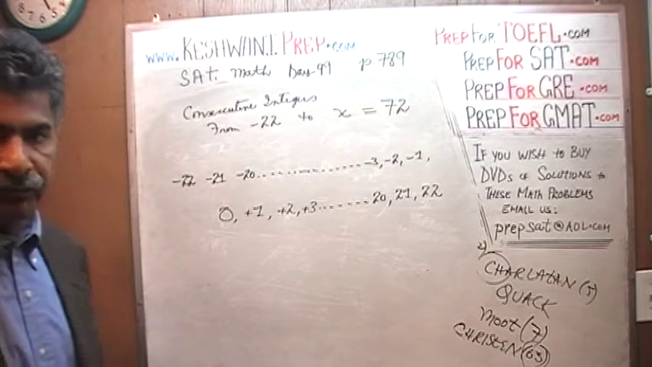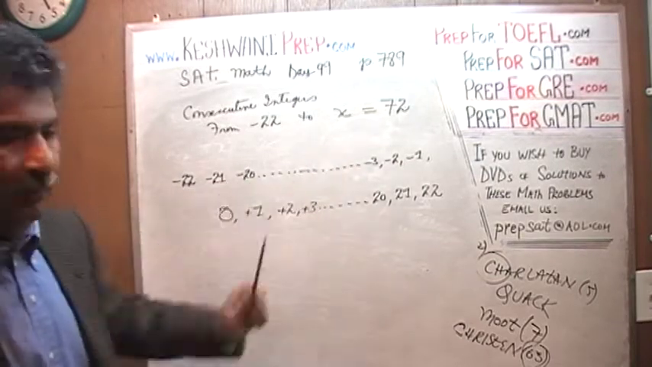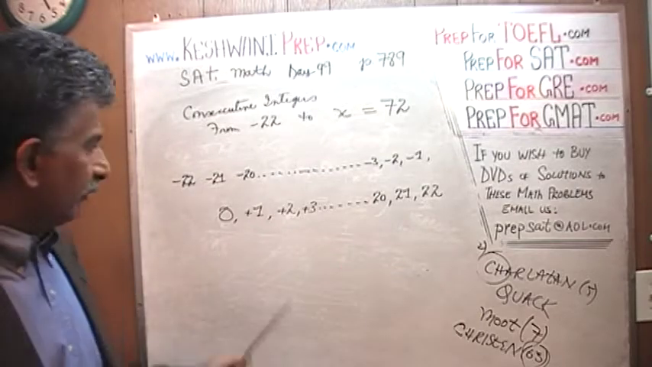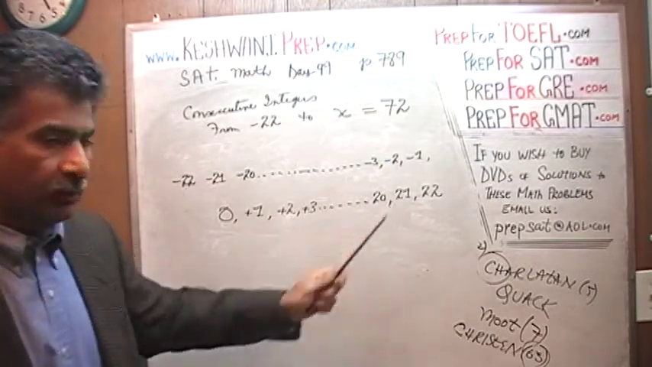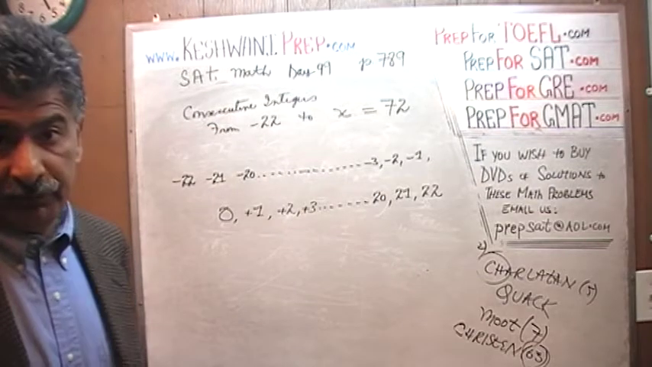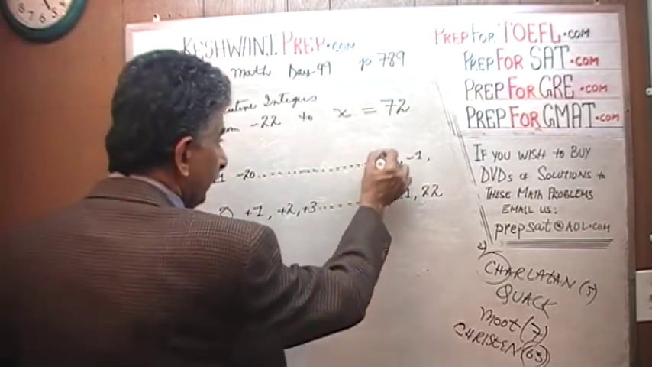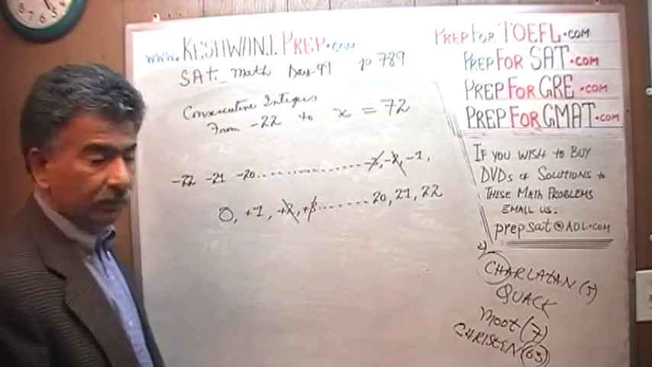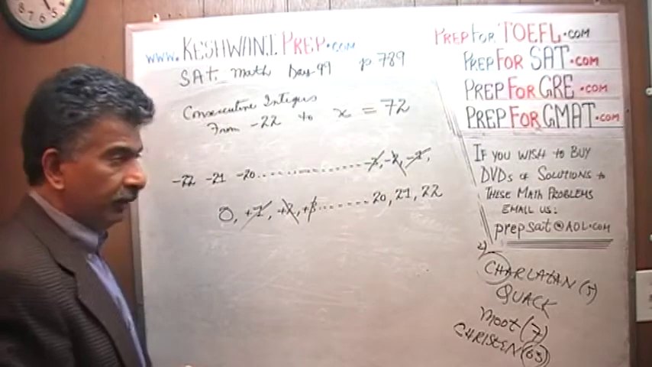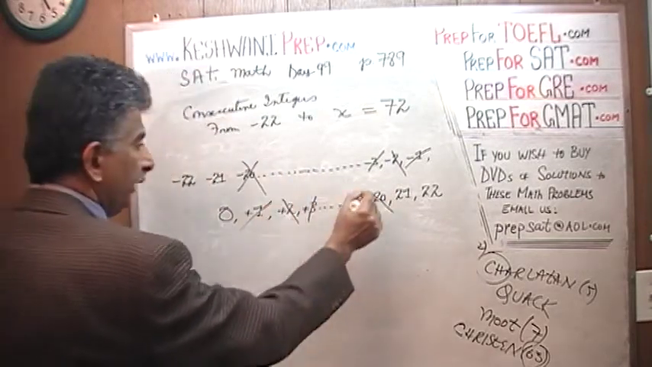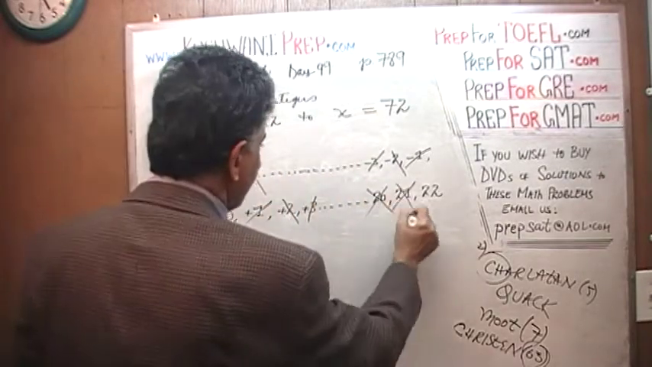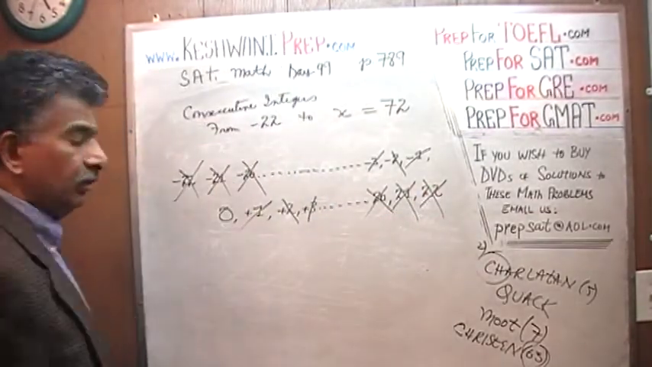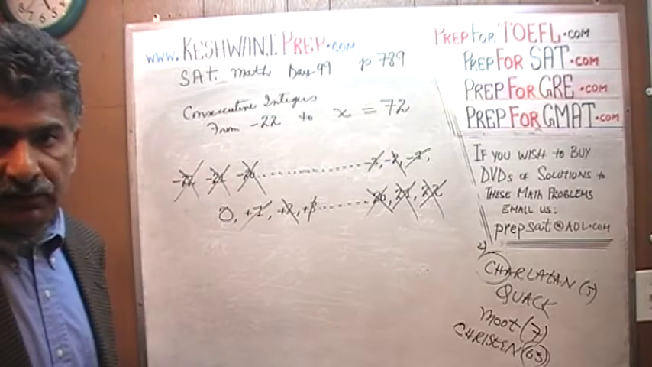What's the sum of these numbers so far? We know that their sum has to be 72. If we start at negative 22 and go all the way up to positive 22, what is their sum? Their sum is 0, because this negative 3 cancels out with this positive 3. This negative 2 drops out with this positive 2. This negative 1 goes out with this positive 1. This 20 is going to drop out with this negative 20. This positive 21 is going to drop out with negative 21. This positive 22 is going to drop out with this negative 22. Everything is gone. So far the sum is 0.